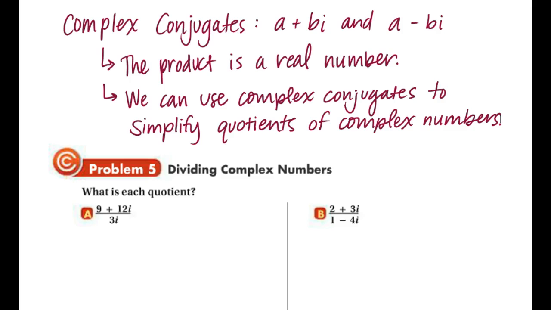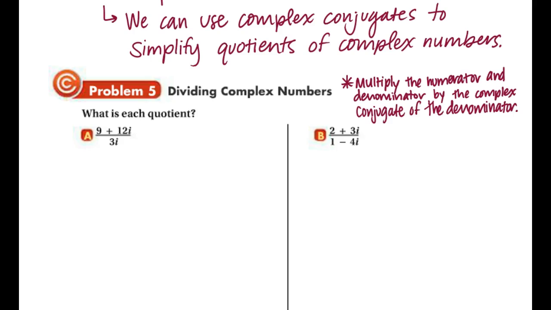We can use complex conjugates to simplify quotients of complex numbers, and that's what we're about to do in example 5. In example 5, we need to figure out the quotient of each of the complex numbers by dividing. What we want to do is multiply the numerator and denominator by the complex conjugate of the denominator. The goal is to have no imaginary unit i in the denominator in your final answer.